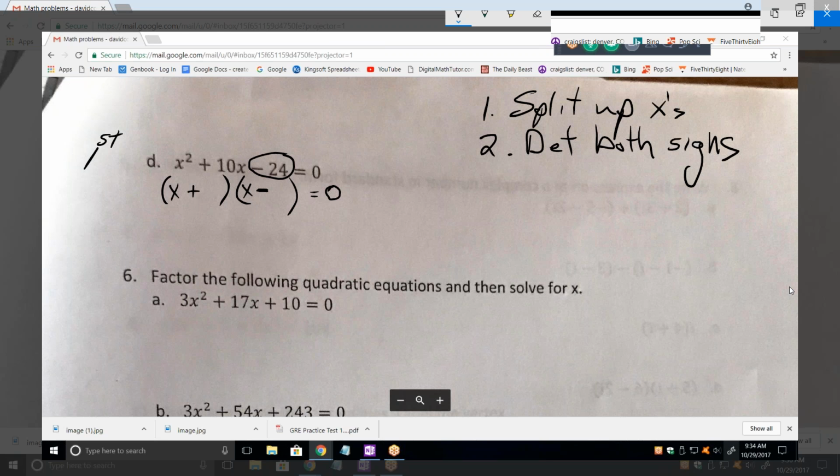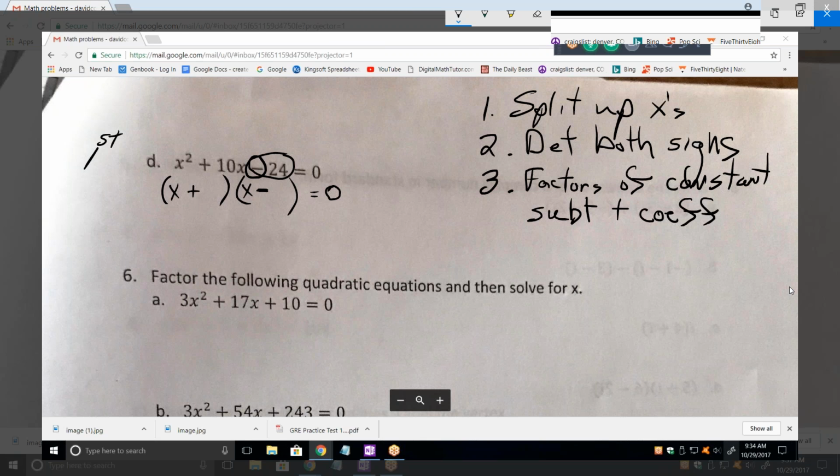Now, the third step. Follow these 3 steps, you'll never go wrong. Factors of the constant, that in this case, because of the negative sign in front of the constant, they need to subtract to the coefficient of the x term, which in this case is 10.